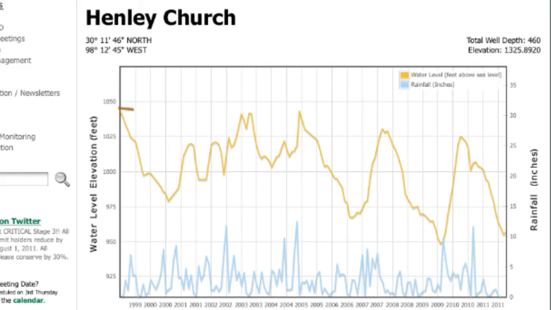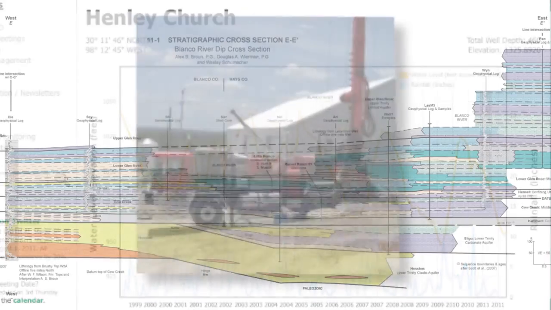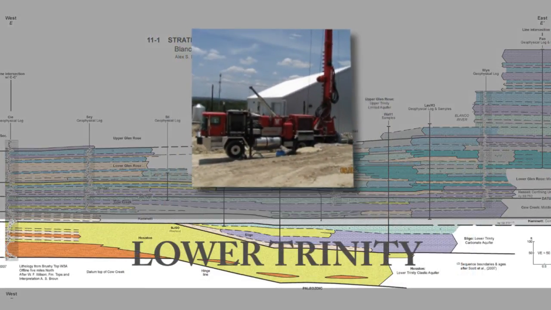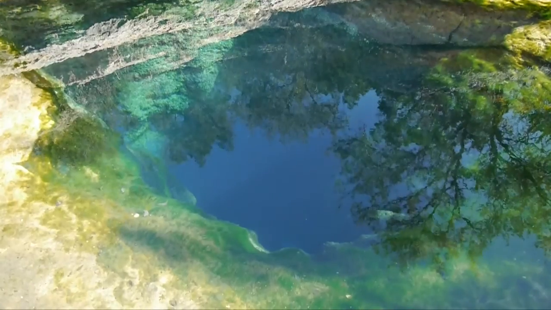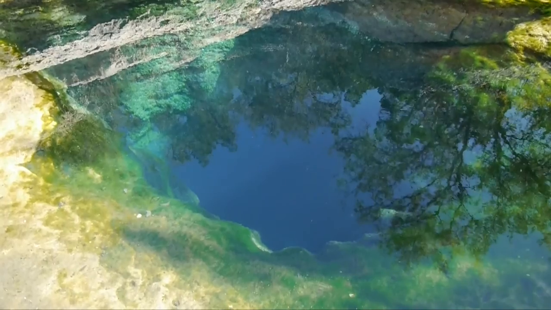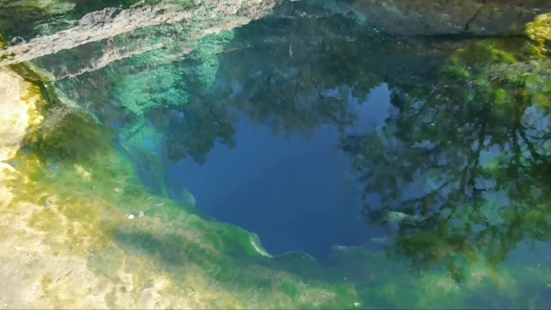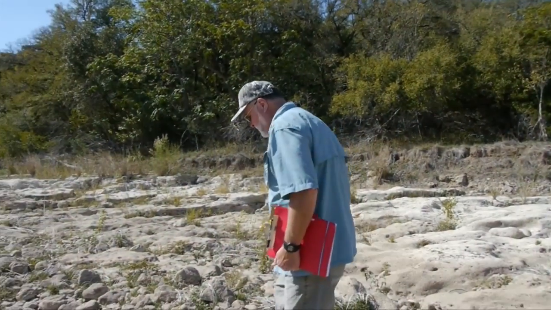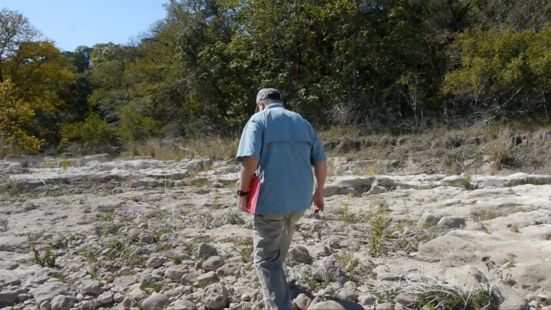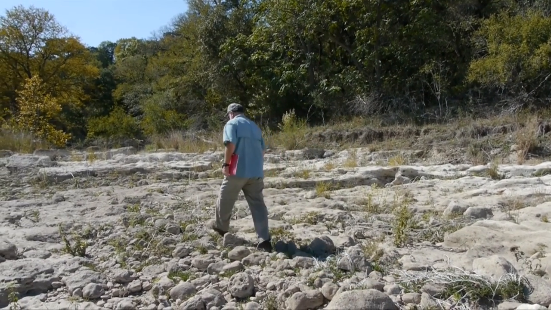show a declining water table, even through periods of normal rainfall. New wells are being drilled deeper to reach the lower Trinity, which has less desirable water quality. But perhaps most significantly, since 2000, Jacob's Well has stopped flowing for the first, second, and third times in recorded history. On this fall day, 2011, we are walking in a portion of the Blanco River that normally holds water.